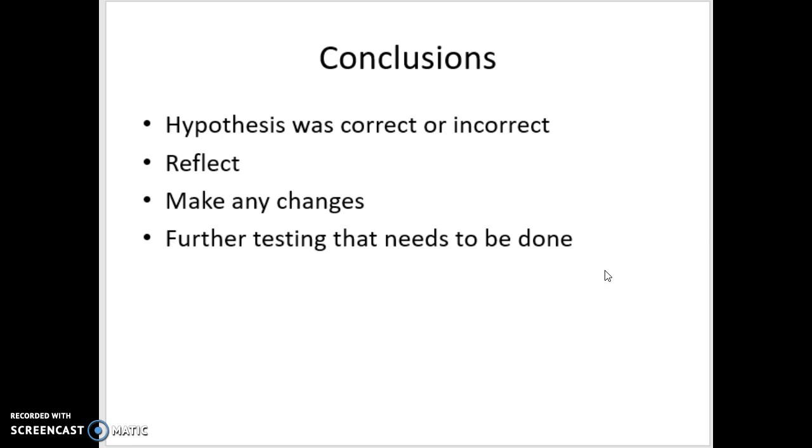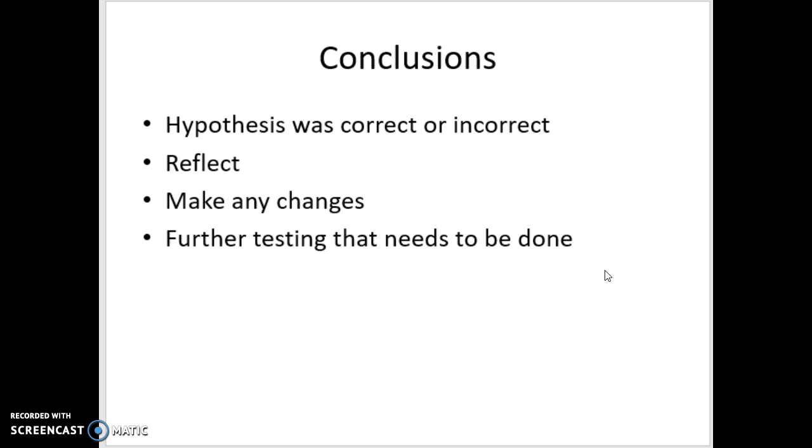So in your conclusions, usually you want to tell whether your hypothesis was correct or incorrect. So I could say, I originally hypothesized that the vitamins would help the plant grow. And in that case, it actually did help the plant grow for some reason. I don't know why. And then you kind of reflect on why you think that is, and then any other testing that needs to be done to ensure that your hypothesis was correct. Any changes you would make, maybe I would use a different type of soil or something like that. And this is the place that you would put it. And then you would talk about any further testing that needs to be done based on the results that you got.